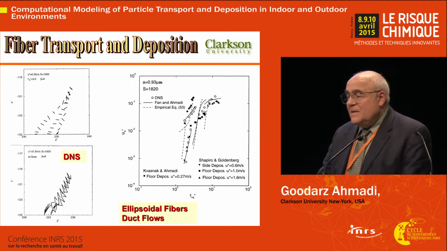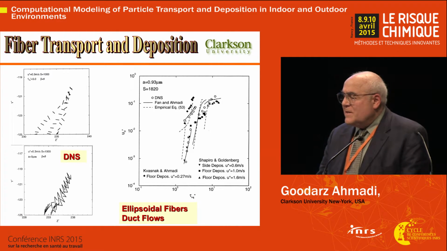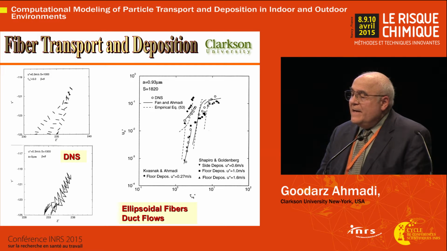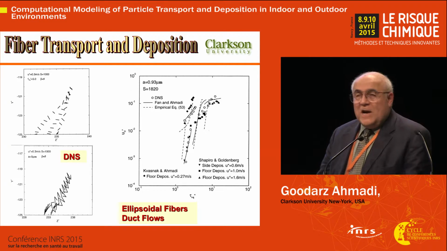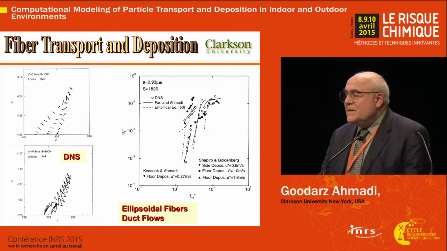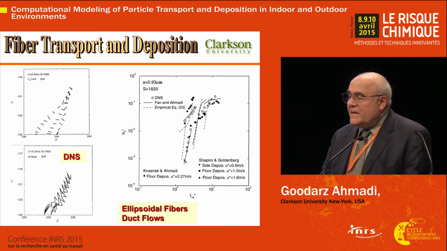We have been working in the area of fiber motion from some time ago through some projects with IBM and Xerox. And these are, again, deposition velocity versus relaxation time. There's not only a single graph; there are a bunch of them depending on the aspect ratio and other properties. The model seems to predict at least the features of experimental work, by Shapiro and Goldenberg here, and our own experimental work at Clarkson.